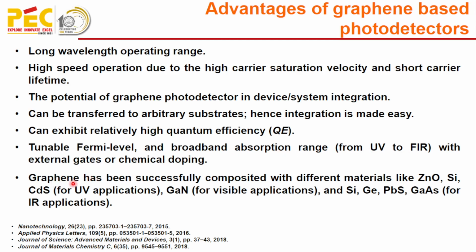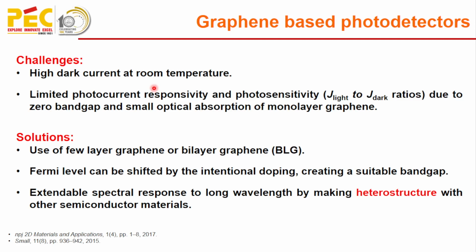Graphene has now been successfully composited with different materials such as zinc oxide, silicon, and cadmium sulfide for ultraviolet applications, gallium nitride for visible applications, and silicon, germanium, lead sulfide, and gallium arsenide for infrared applications. But graphene photodetectors suffer some limitations because of the small band gap and the small optical absorption in monolayer graphene, about 2.3%. They suffer from high dark current density and limited photocurrent responsivity and photosensitivity.